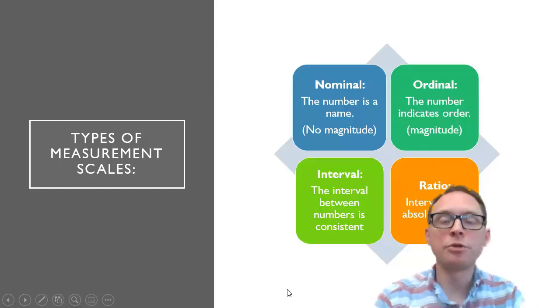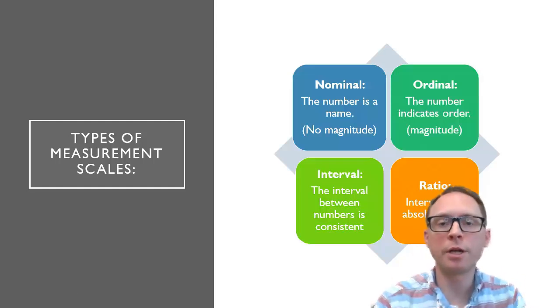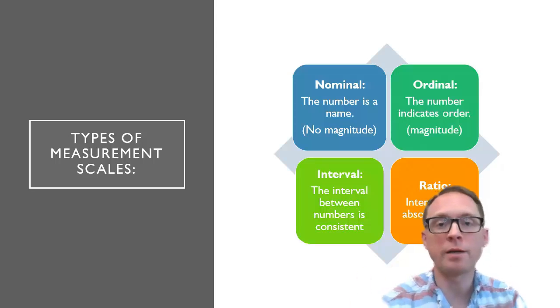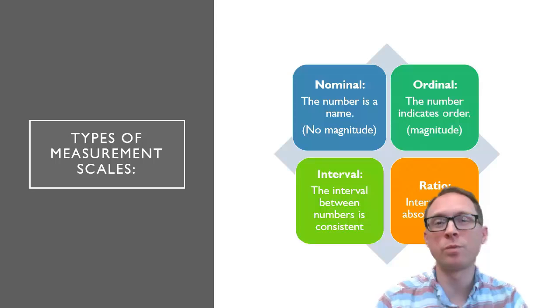So welcome to Chapter 2, Part 2. Now we're going to get into something called the types of measurement scales. Now remember when we said the measurement is just putting a number to something? All we're talking about is how you put the number to it and what that number means.